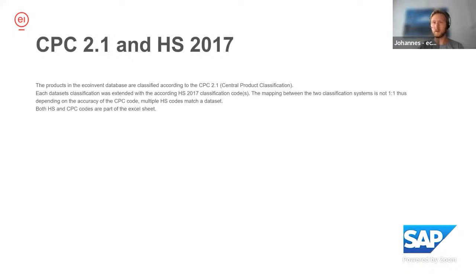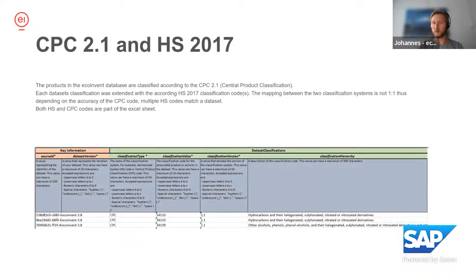However, this mapping is not a one-to-one mapping. So also due to the fact that there are some very generic products in the ecoinvent database, it can happen that there are multiple HS codes that match a single data set. However, all of them are included in the package, and they help to narrow down a search and give an overview on potential hits if someone looks for a specific HS code.